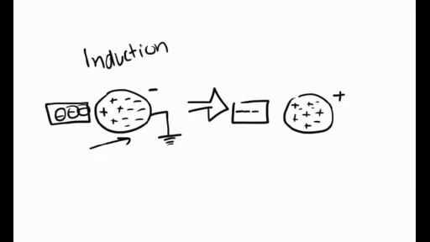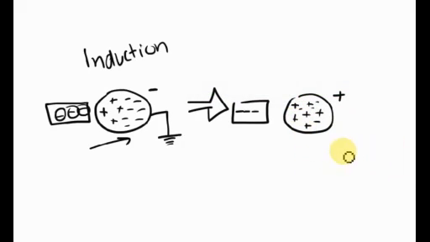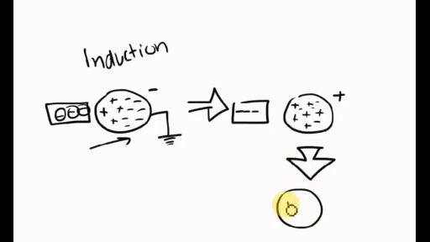So after you ground that material over there, oh, you can't see it. Right here, after you ground it, and you end up with that mostly positive sphere, it is said to be polarized if you bring something near it.